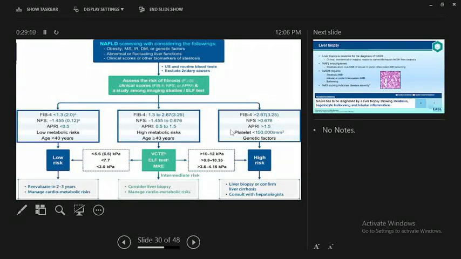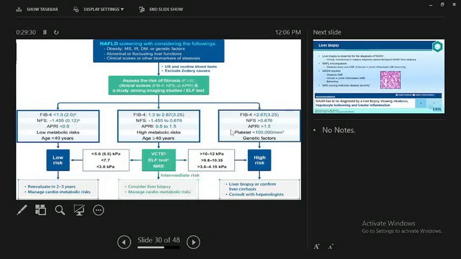So this is the FIB-4 score. It is very simple and straightforward. If the FIB-4 score is less than 1.3, it is low risk. Just discharge the patient from the clinic and ask them to come in about 2-3 years' time. It is that simple.